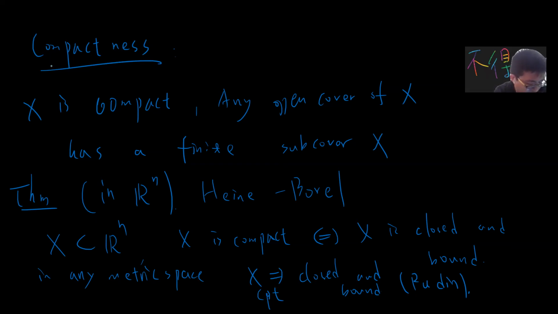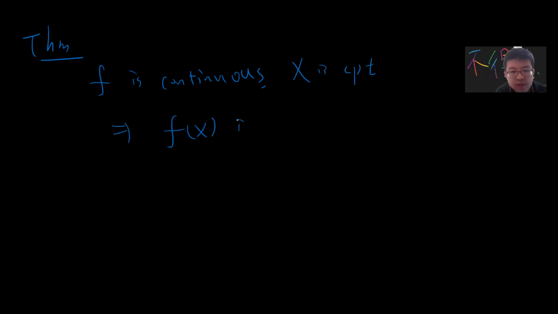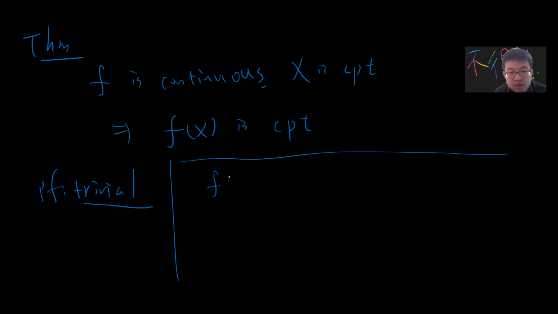Also, there's another theorem which is very trivial: if f is continuous and X is compact, then f of X is compact. The proof is trivial, and you can check out my video, but let me just quickly prove it. Let's consider a cover of f of X; you get some cover list, and so X is this.